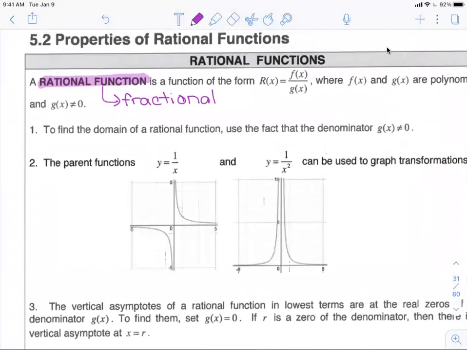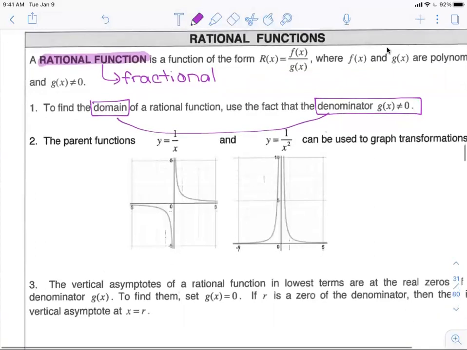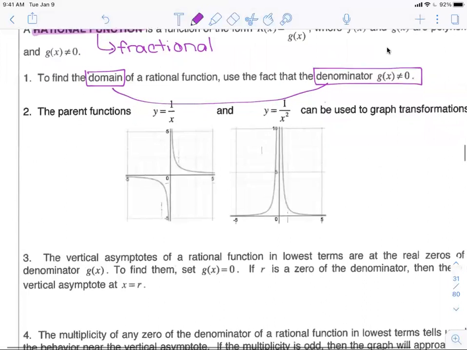So to find the domain of the function, since it's a fraction, we know that the denominator cannot equal 0. So that's something that we have already learned. So when it asks for the domain, all you have to do is set the denominator not equal to 0 and solve. That is not new. Parent functions, 1 over x. We have already graphed 1 over x.